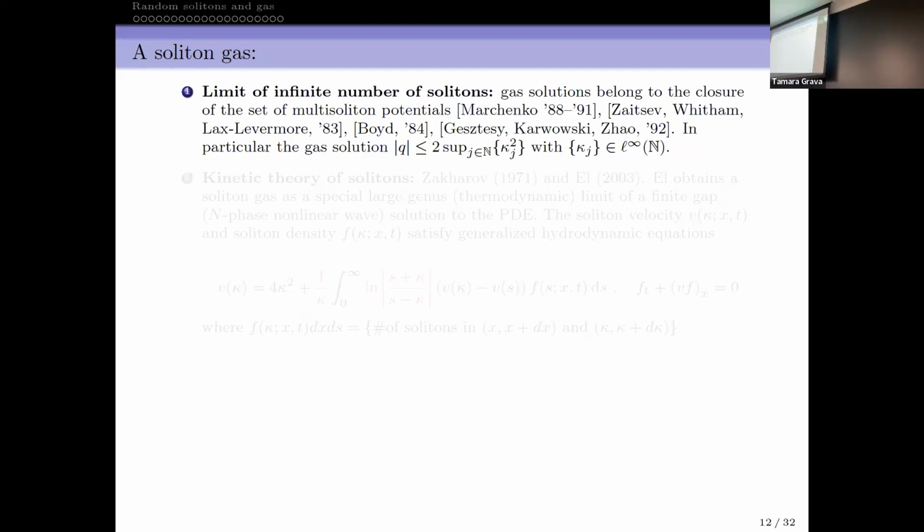This is not true for other equations like the focusing nonlinear Schrödinger equation, where the solution has an infinite upper bound.